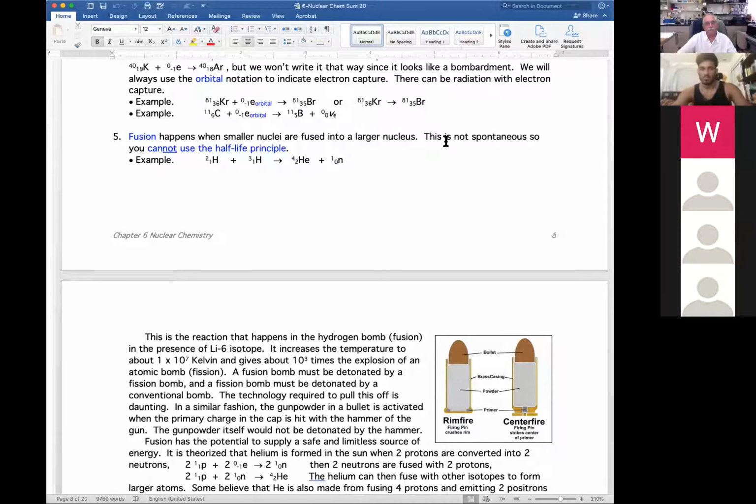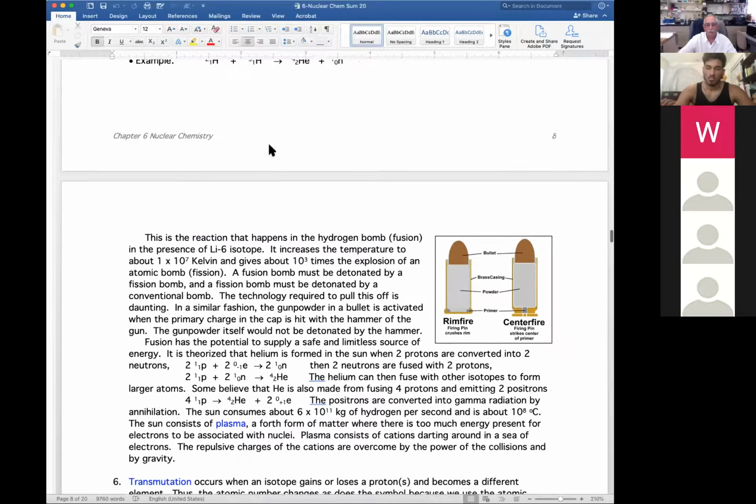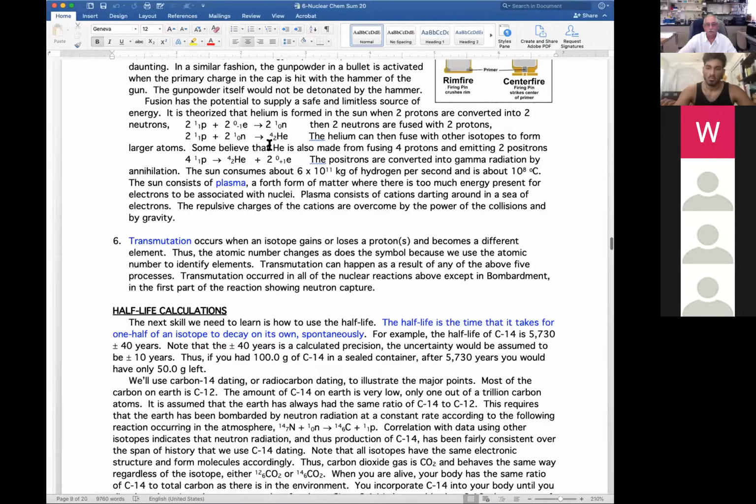Then fusion is when smaller nuclei fuse together to form a larger one. Then transmutation is simply the number of protons change, and that changes what the element is.